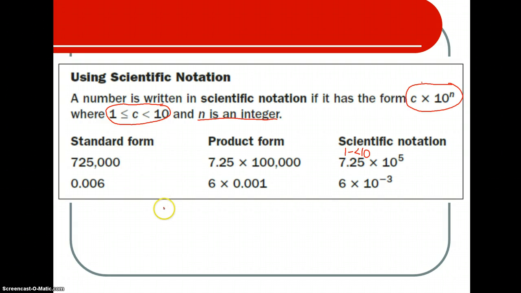A general rule is if it's a really big number, like 725,000, then you're going to have a positive exponent. If it is a really small number, you might want to write this down, you're going to have a negative exponent.